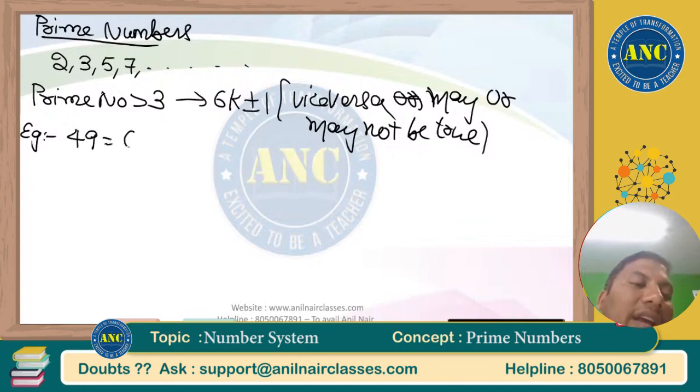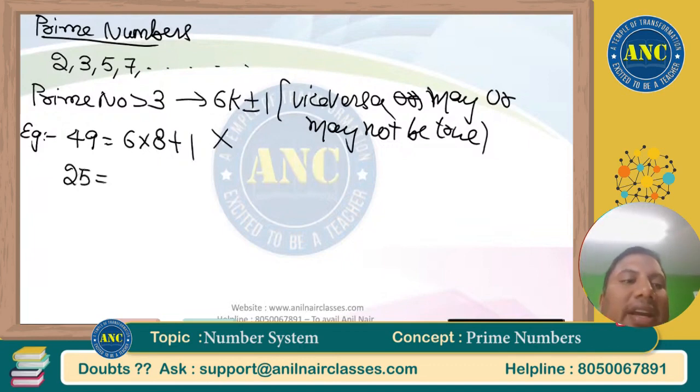49. 49 is 6 into 8 plus 1. But 49 is the square of 7, so it is a composite number. 25 is 6 into 4 plus 1. This is a composite number. I hope the idea is clear.